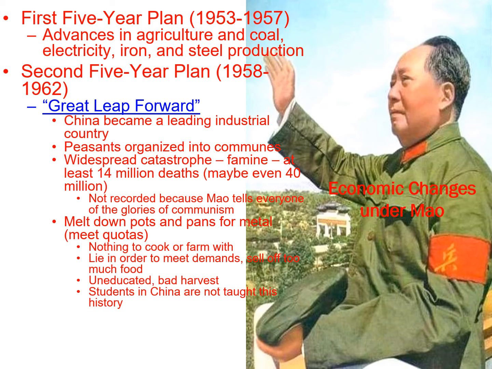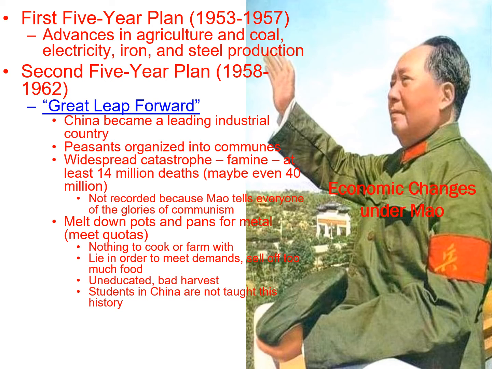The second five-year plan from 1958 to 62 was also referred to as the so-called Great Leap Forward. During this time, China became a leading industrial country. Peasants were organized into communes. However, despite these successes, there was widespread catastrophe. A famine would kill at least 14 to 40 million people.